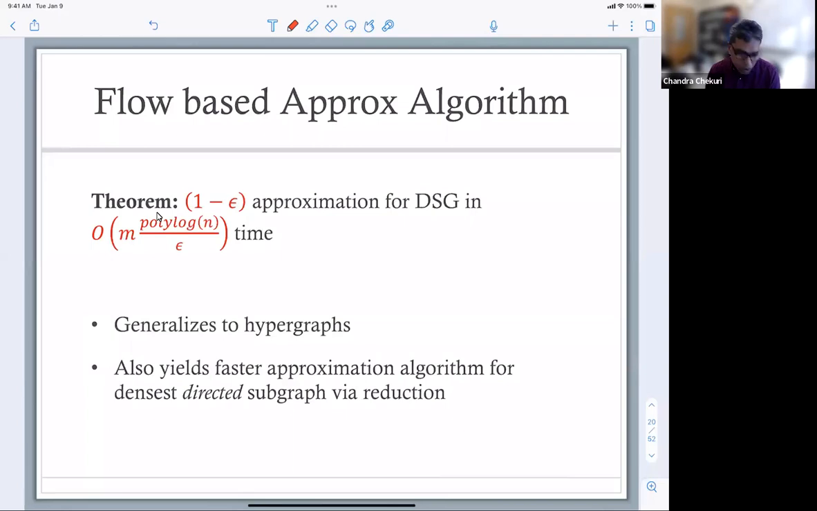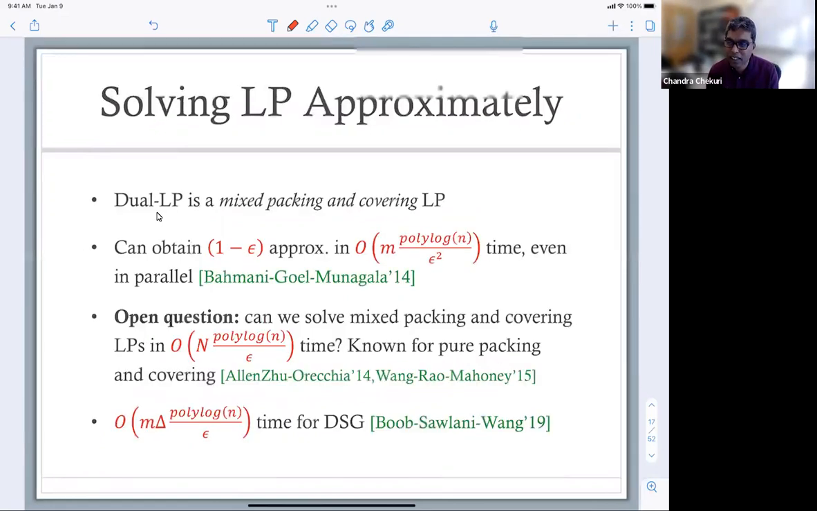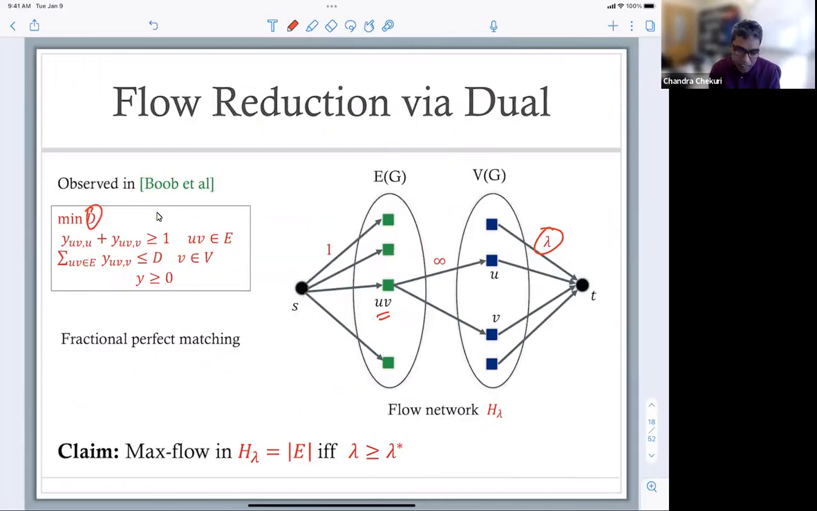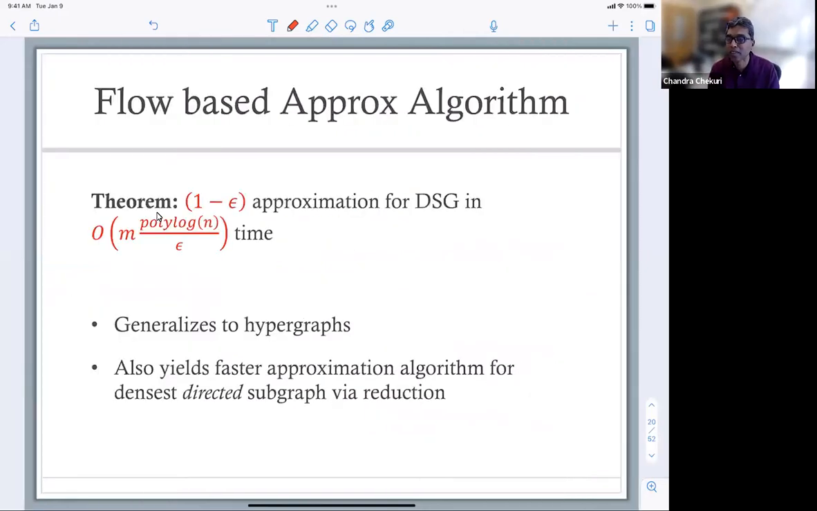Remember that's what we wanted to achieve using LP techniques, in a very general sense, but we don't know how to do that yet. The open problem is, for any mixed packing and covering LP, can you get an algorithm which has only one over epsilon dependence for an approximation? That's a very nice open problem in positive LPs. We don't know how to do it in general, but for densest subgraph, we do get that result using flow.